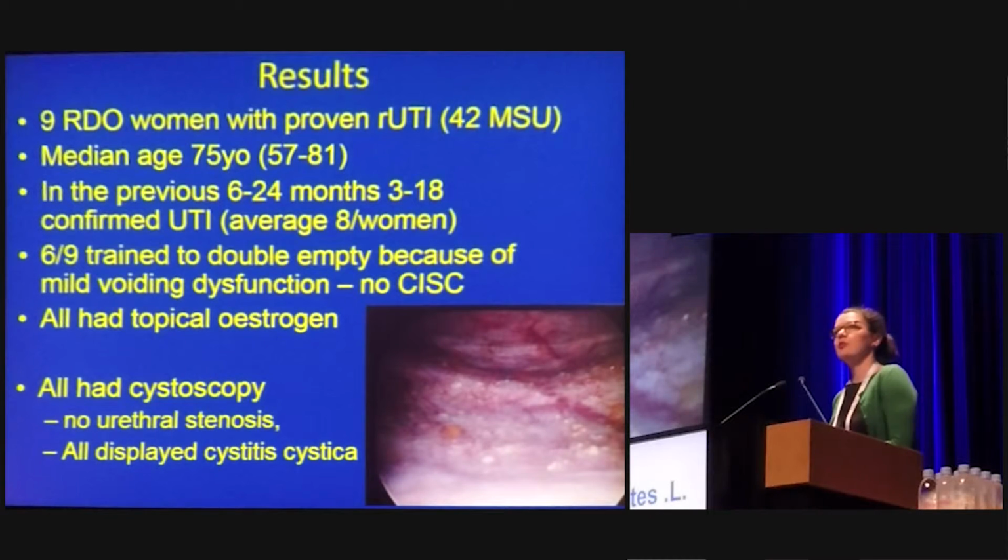We recruited 9 women with refractory detrusor overactivity, and overall we had 42 urine samples. They were all postmenopausal, all on topical estrogen. All those that had a voiding dysfunction were managed with double voiding, and all had a cystoscopy to exclude cancer, but they all had cystitis cystica, as you can see in this picture down here.